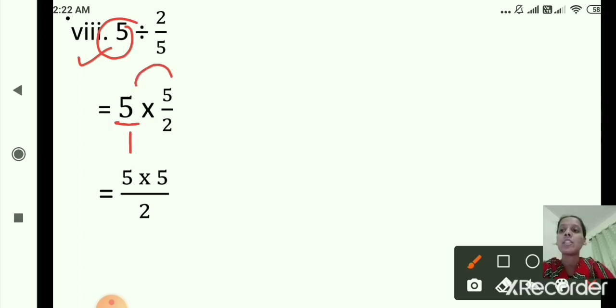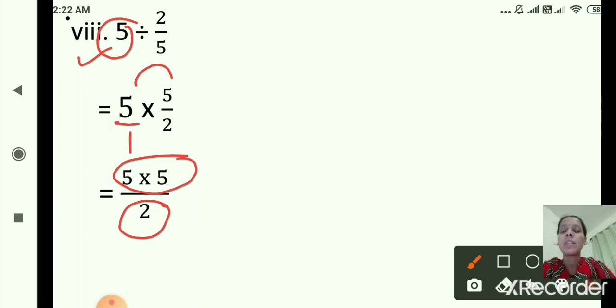So in the numerator 5 multiply by 5, and in the denominator 1 multiply by 2, or directly you can write down 2. Okay, or you can write down 1 multiply by 2, that is also okay. So 5 multiply by 5, numerator multiply by numerator and denominator multiply by denominator. So 5 multiply by 5 and 1 multiply by 2, or you can write down only 2 in the denominator. Okay, hope you are clear till here.